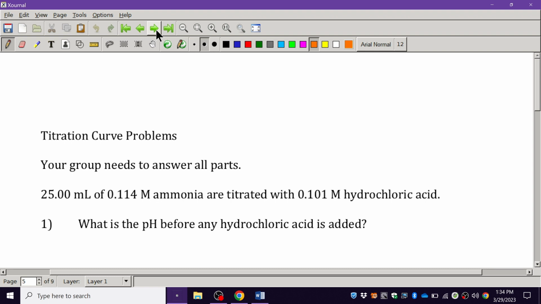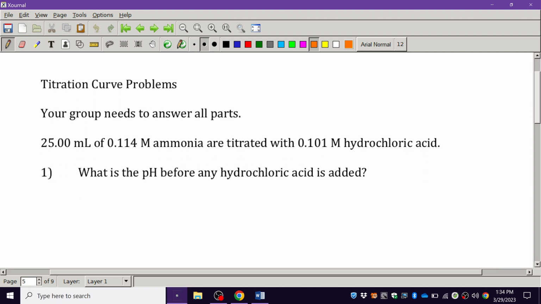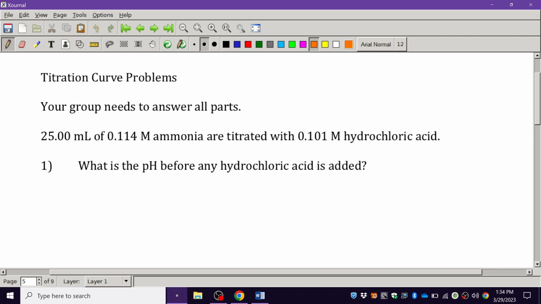So let's go to the third type. We won't finish this today. I'll probably finish it up on Monday, or you can try it on your own. We're titrating 0.114 molar solution of ammonia with 0.101 molar hydrochloric acid. What kind of titration is this?